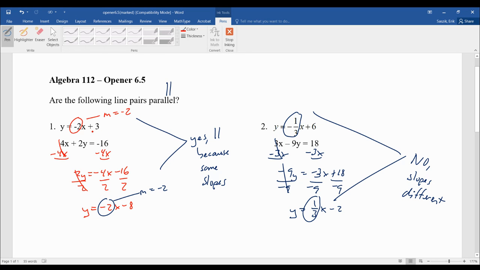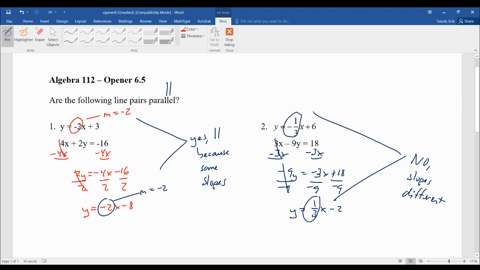So in this first equation, it's in slope-intercept form, so you know that the slope is -2. In the second equation, though, you got to do some work. You got to solve for y. So you see I subtracted 4x, I brought this down, divided everything by 2, and I determined that the slope of the second one was also -2. So if they both have the same slope, then yes, these lines are parallel.